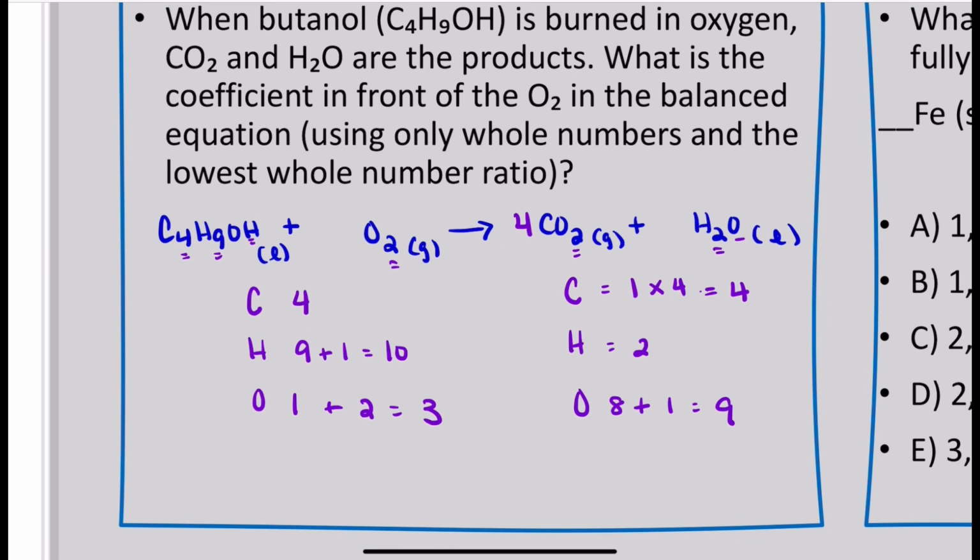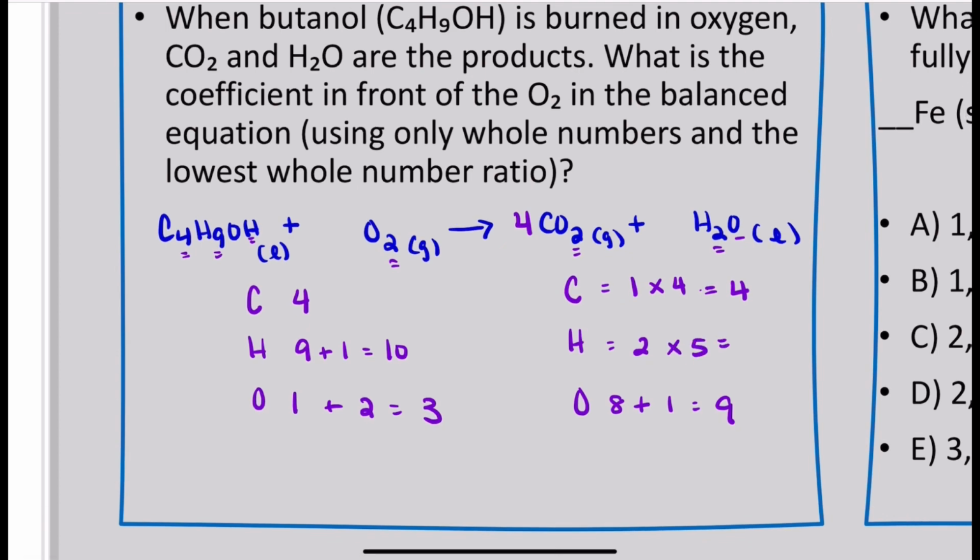I have 10 hydrogen on one side, so I need 10 on the other, so I'm going to say times 5 here. But that also messes with my oxygen. 8 plus 5 is 13. I have 3 on one side, I have 13 on the other. Now, how am I going to balance this out?